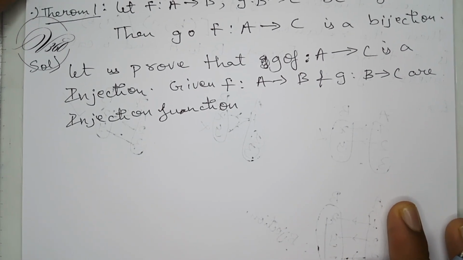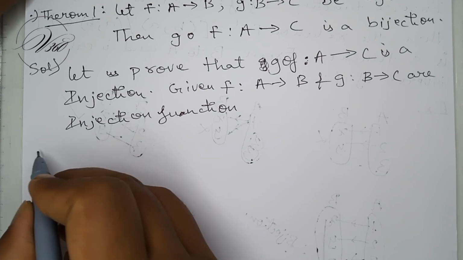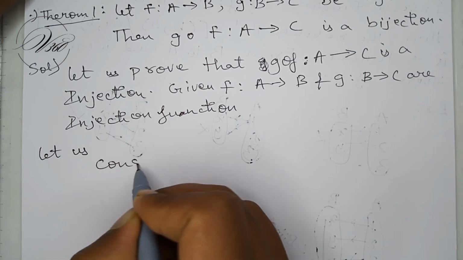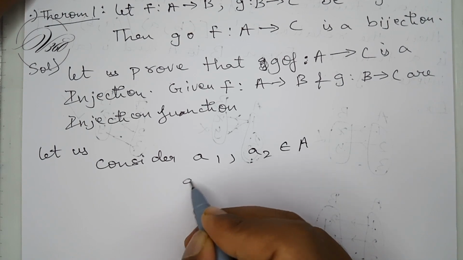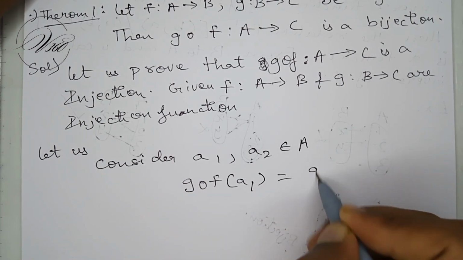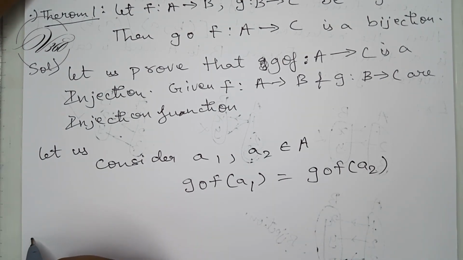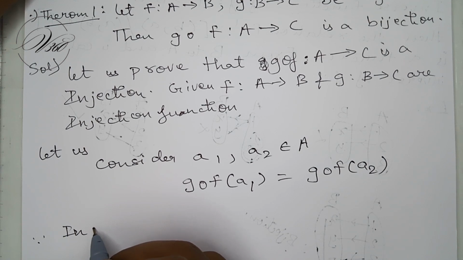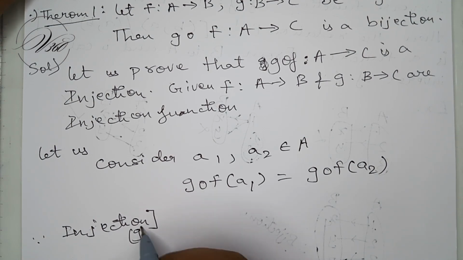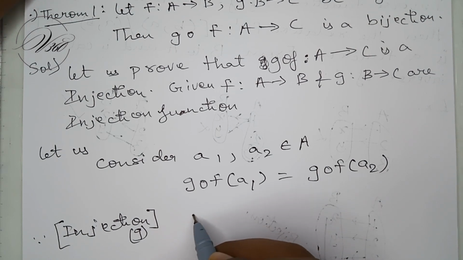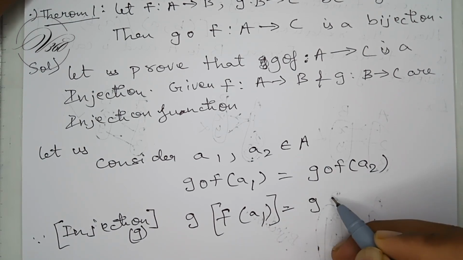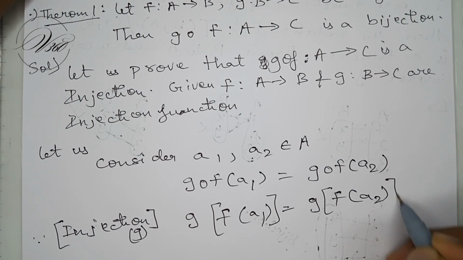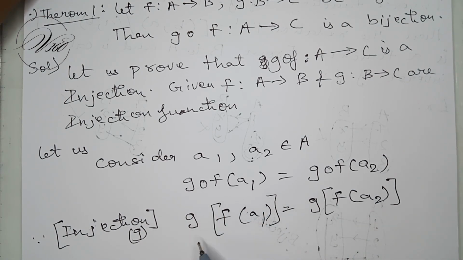Now let us consider a1, a2 belongs to A. Then gof of a1 is equal to gof of a2. Since g is an injection, g of f of a1 is equal to g of f of a2. Now we can write this gof as this.